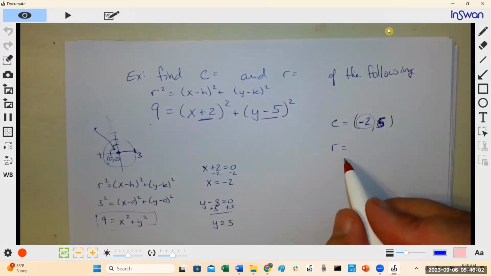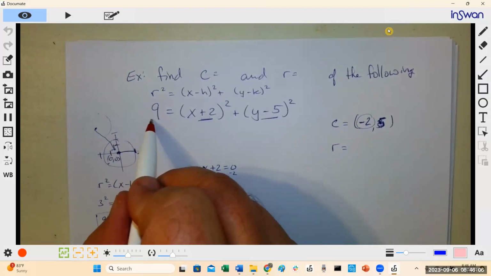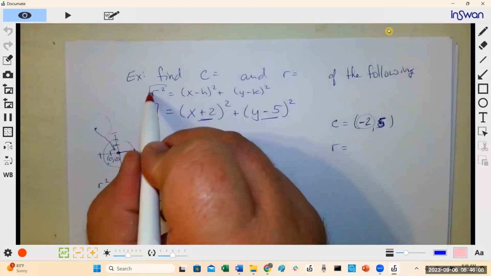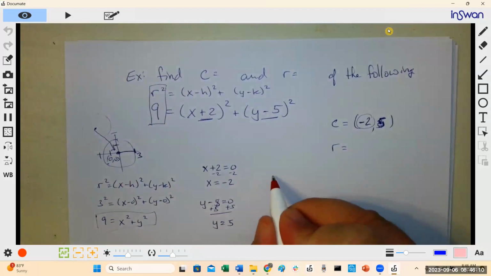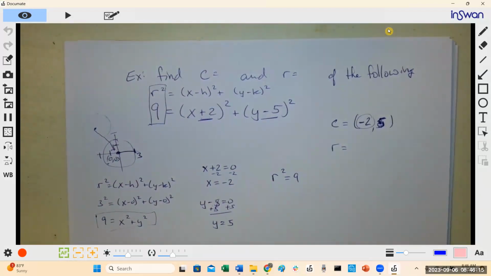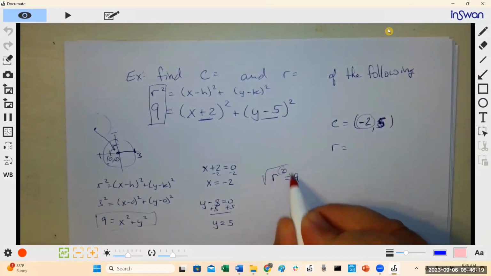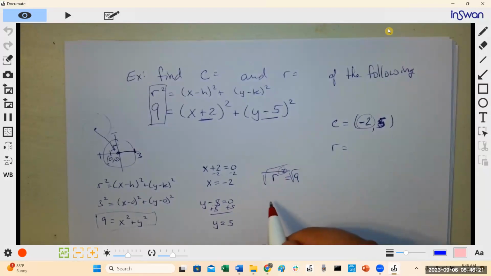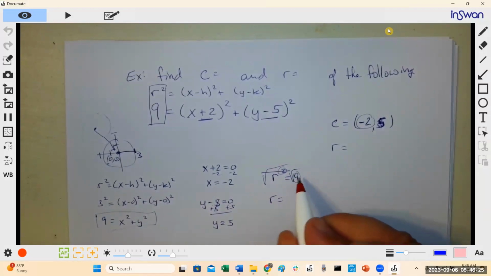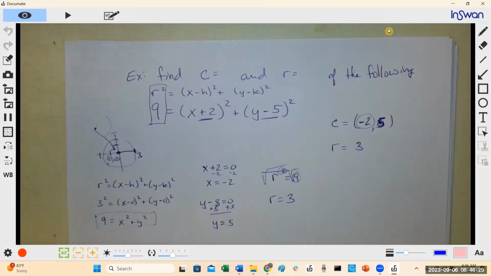Now the radius. The radius is not 9 because r squared is equal to 9. To get rid of the square, we have to square root both sides. Those cancel. Square root of 9. What times what equals 9? 3. So the radius is 3.